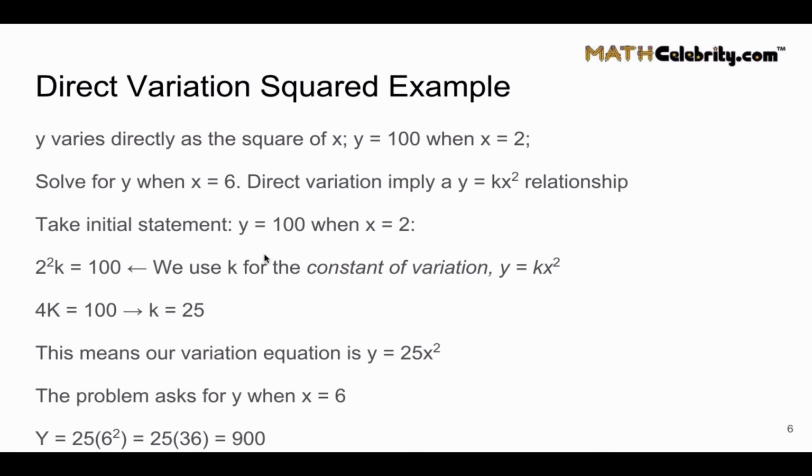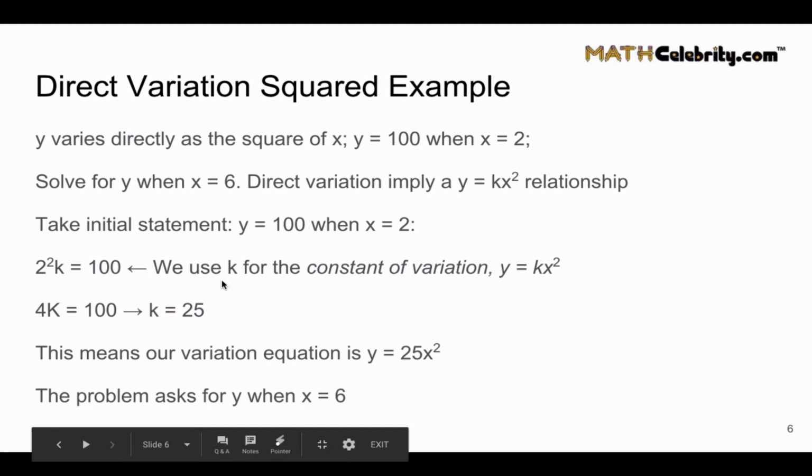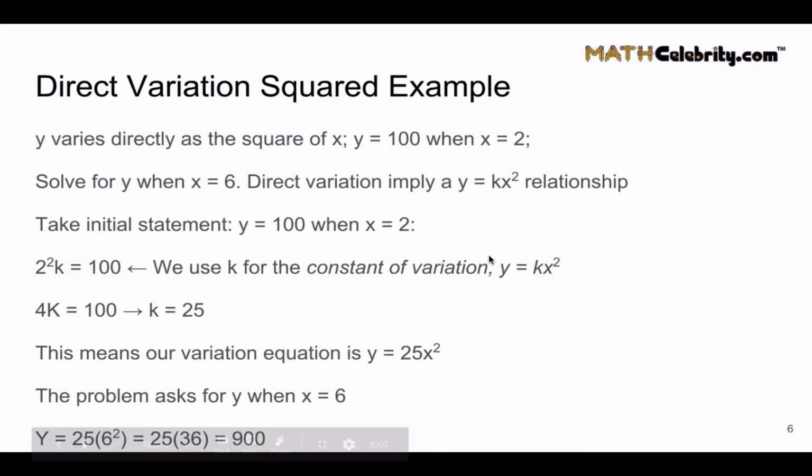Now the problem asks, what is y when x is 6? We know our variation equation, because y varies directly as the square of x, is y equals kx squared. K is 25. We want to know what y is when x is 6. So we plug in 6 to this equation. We get 25 times 6 squared. Well, 6 squared is 36, and 25 times 36 is 900. So you've solved the direct variation squared example. When x is 6 in this problem, y is 900.